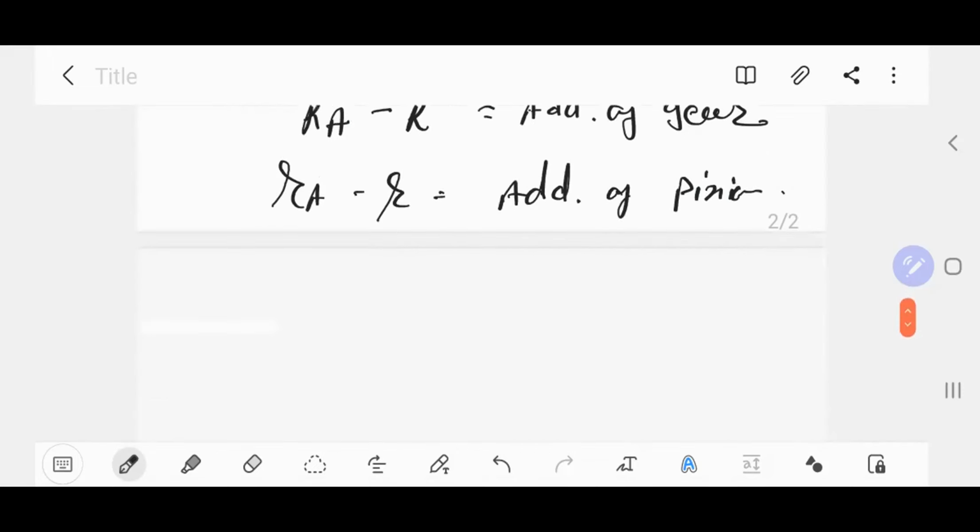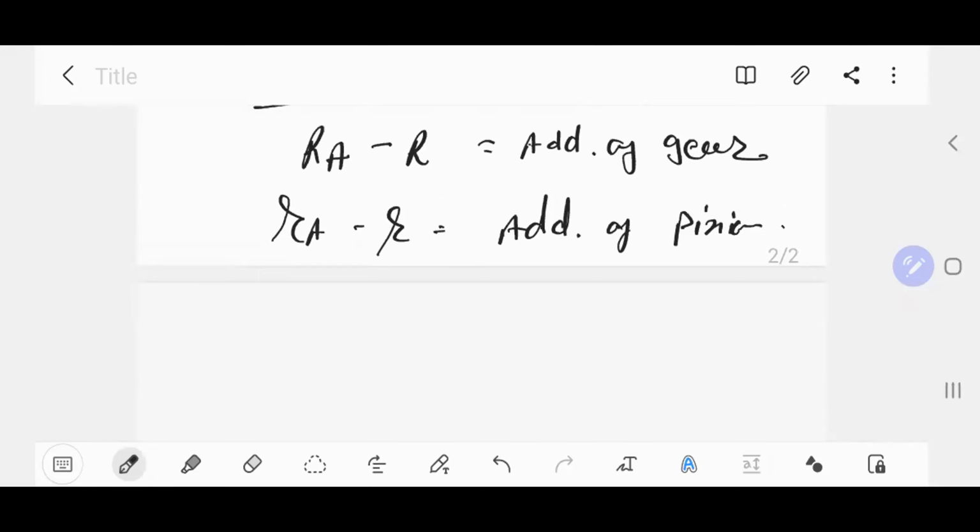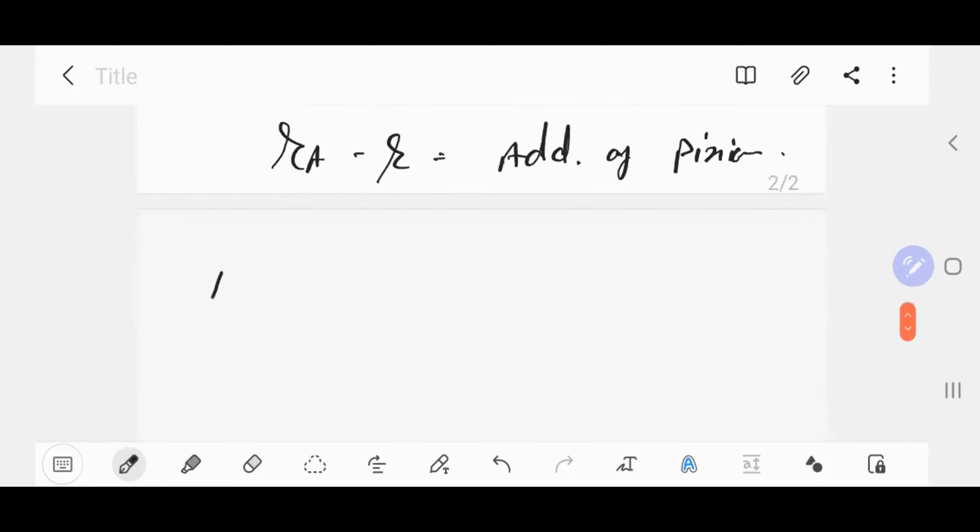So we need to have the RA and r. Okay, that is not given in the question. We can calculate the capital R and small r easily. Capital R is equal to mT by 2. Small r is equal to mt by 2.